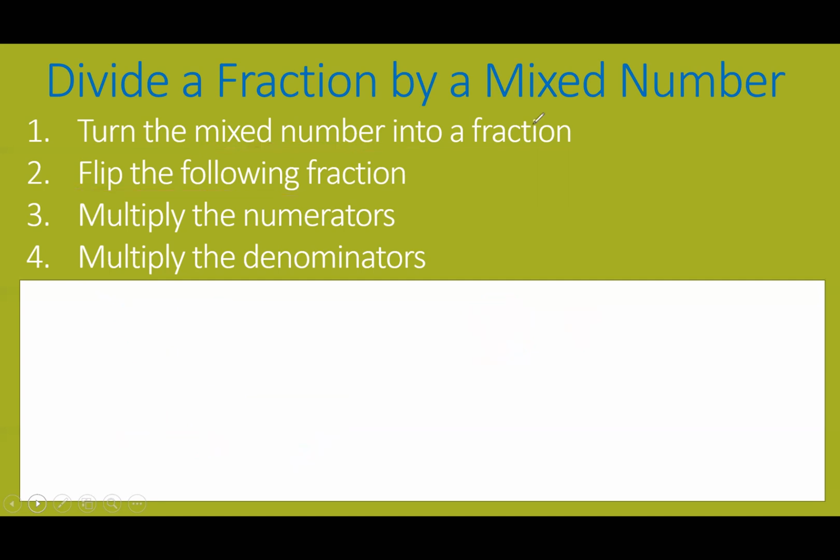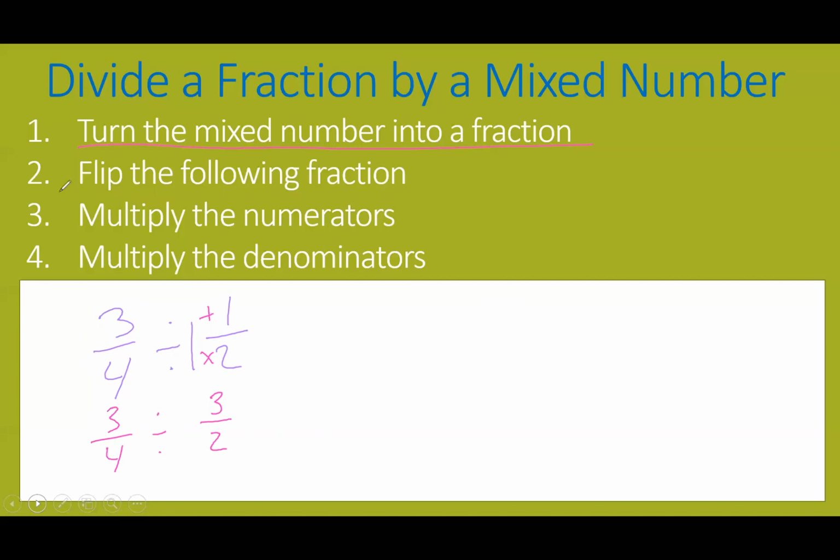Let's do another problem. This one's going to be 3/4 divided by 1 and 1/2. Okay. Turn the mixed number into a fraction? Sure. 2 times 1 is 2, plus 1 is 3. It's 3/2. So now I have 3/4 divided by 3/2.